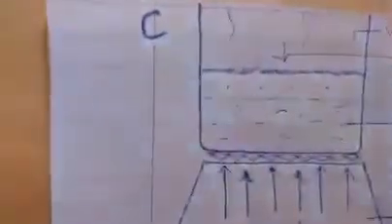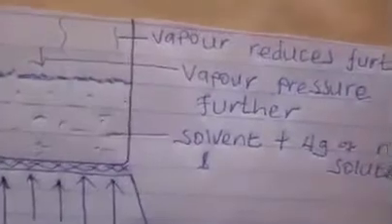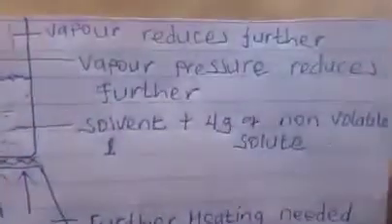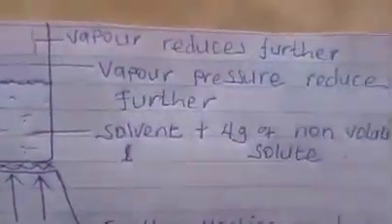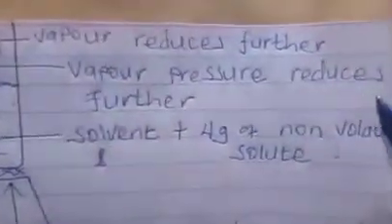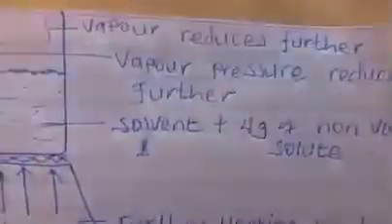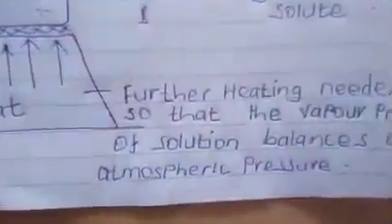Another can be C. Let's consider container C. For this case, 4 grams of a non-volatile solute is added. Vapor pressure reduces further. And for you to equalize atmospheric pressure with the vapor pressure of the solution, more heat must be applied.